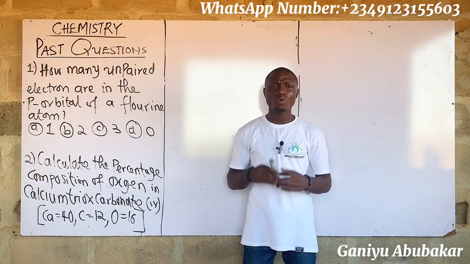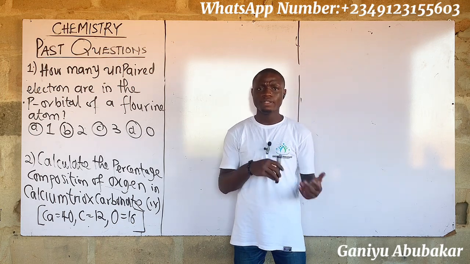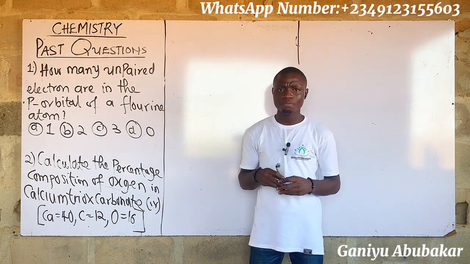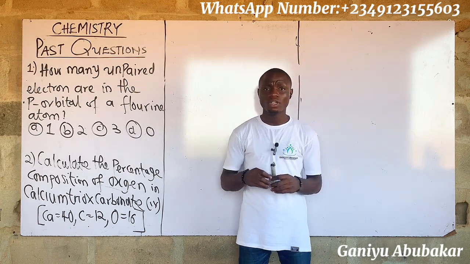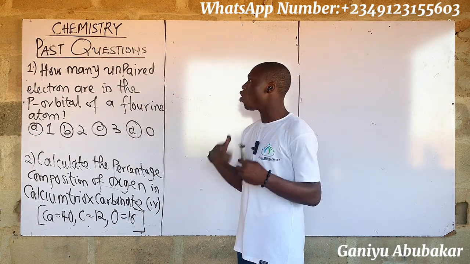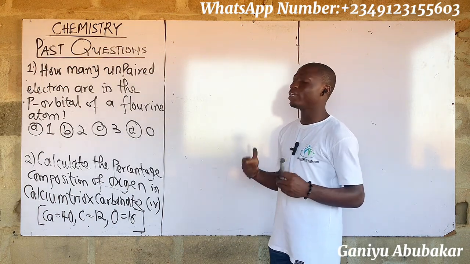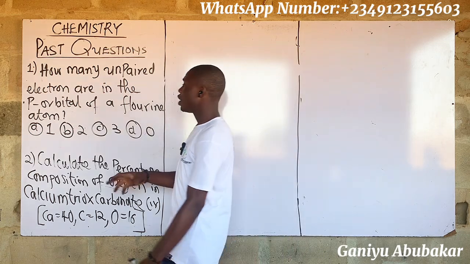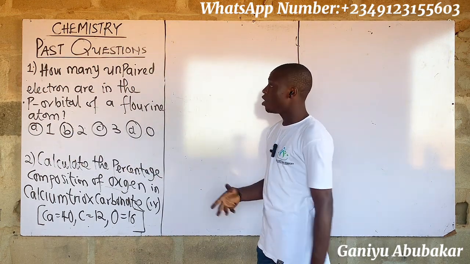In this class, we'll do a quick revision on chemistry for the JAMB and WAEC examination. So look at how to solve this particular question here. The question says, how many unpaired electrons are in the p orbital of a fluorine atom? Options: A, 1; B, 2; C, 3; and D, 0. So let's solve number one, please.